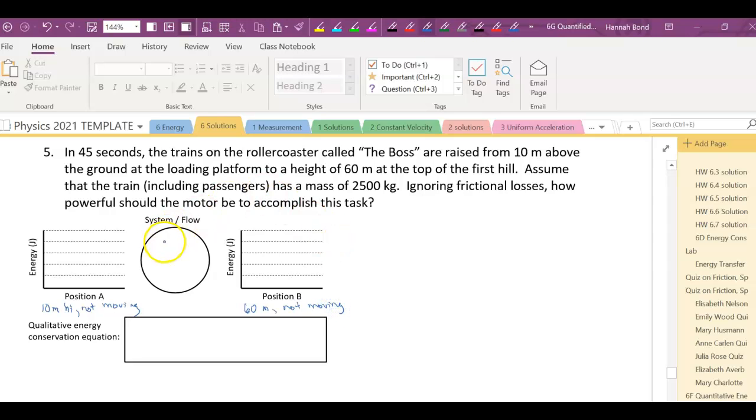So we're talking about the trains and the earth here. And so let's see here. So we're not considering like the engine. The engine is doing work on these trains. Okay, so at the beginning, there is some amount of gravitational potential energy because they are 10 meters above the ground. At position B, though, that gravitational potential energy has increased quite a bit.